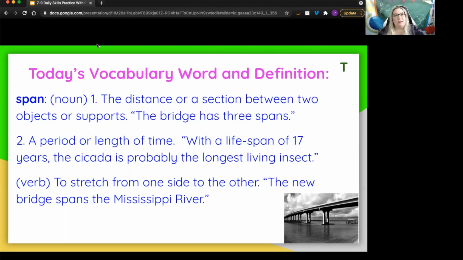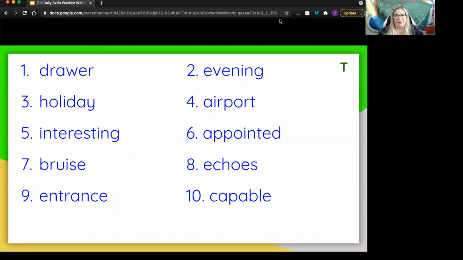Now, as far as spelling this word, super easy. Just match up every sound with the letters and you've got it. Span. All right, let's head over to your word attack page. Go ahead and write down the words that you're going to work on and then push play when you are ready to check your work.